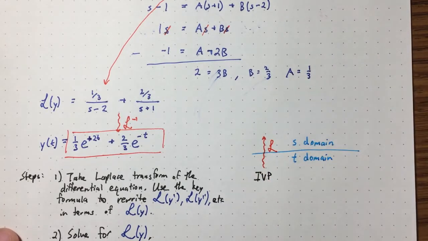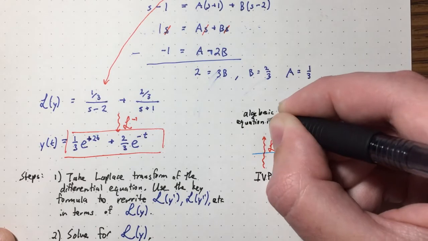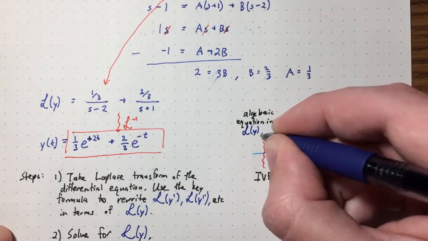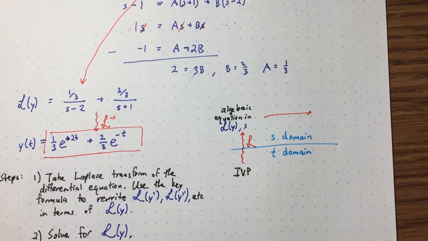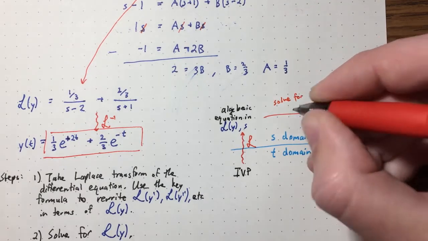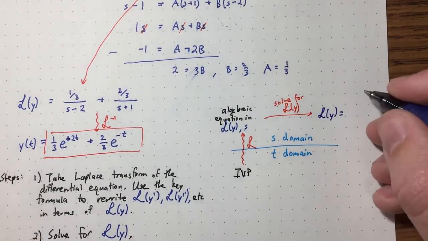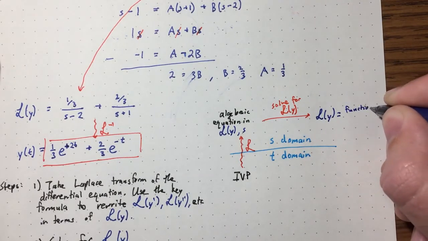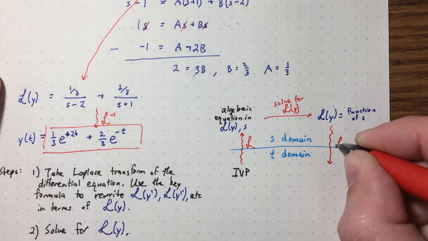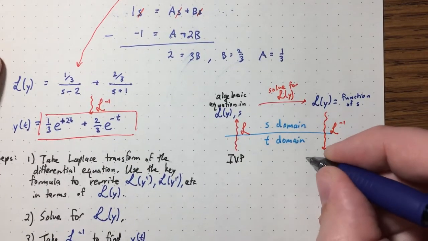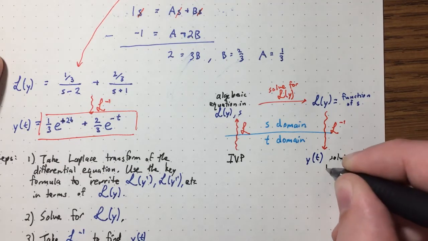And then what do we get? We get an algebraic equation in L of y and s. Right. Okay, and then what we can do is we'll just solve for L of y. That's an algebra problem, not a calculus problem. And so we get something of the form L of y is some function of s. Okay, and then we come back to the t domain. Again, the way to get back is by taking inverse Laplace transforms, and we end up with a solution. This is the solution to the initial value problem.